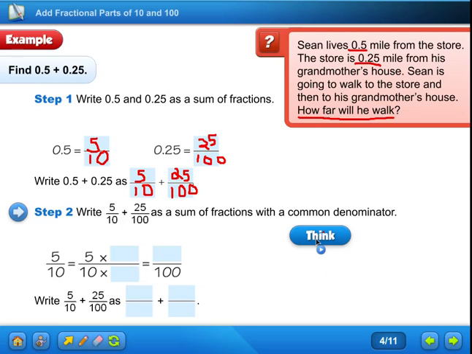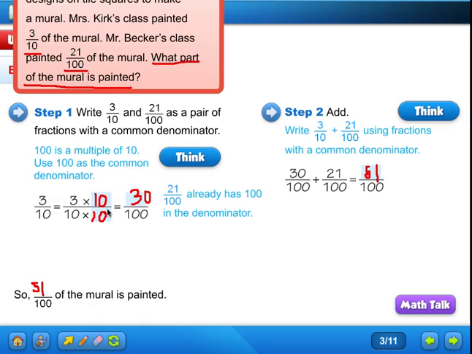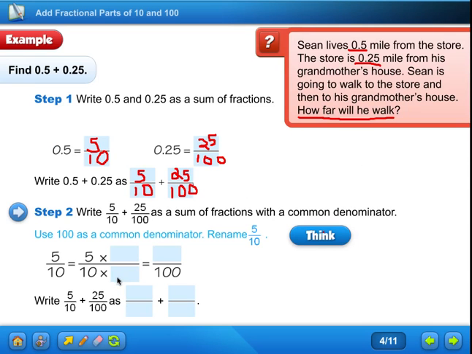Use 100 as a common denominator. So all we have to do, we already have 100 here. We just have to rename 5/10. Well, remember what we did the last problem? We multiplied to get this. All you have to do is multiply the bottom by 10. And whatever you do to the bottom, you have to do the top. So if we multiply the bottom by 10, we need to multiply the top by 10. So 5 times 10 is 50.